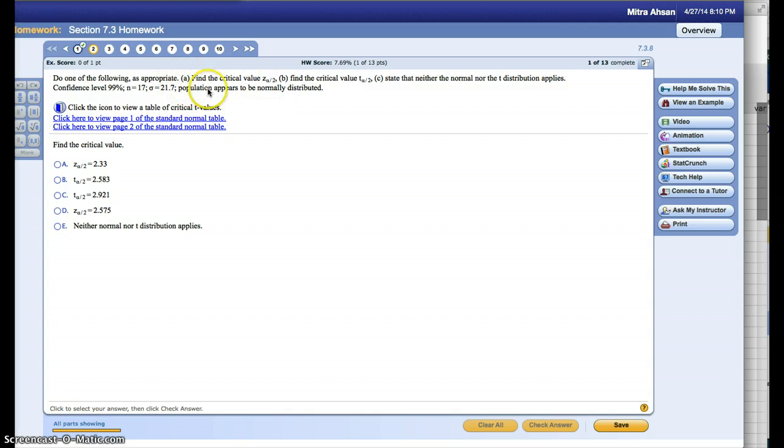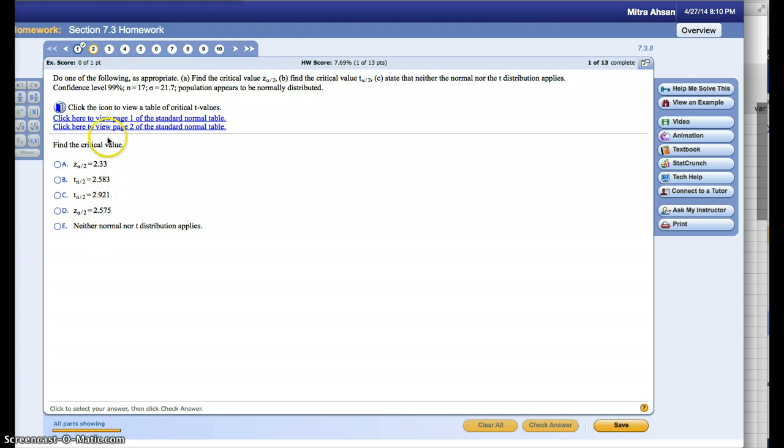Again, since the population is approximately normally distributed, that means the sampling distribution will also be normally distributed, and in this case sigma is known. When sigma is known, we're going to use z of alpha over 2, the normal distribution. So z of alpha over 2 would be either choice A or choice D, but we have to see which one of those we are going to choose.